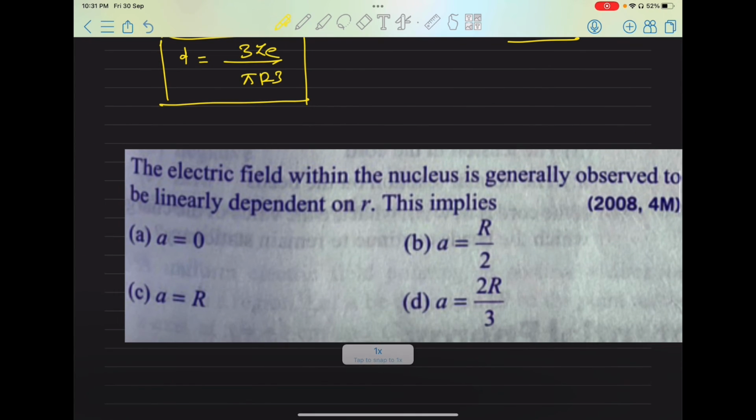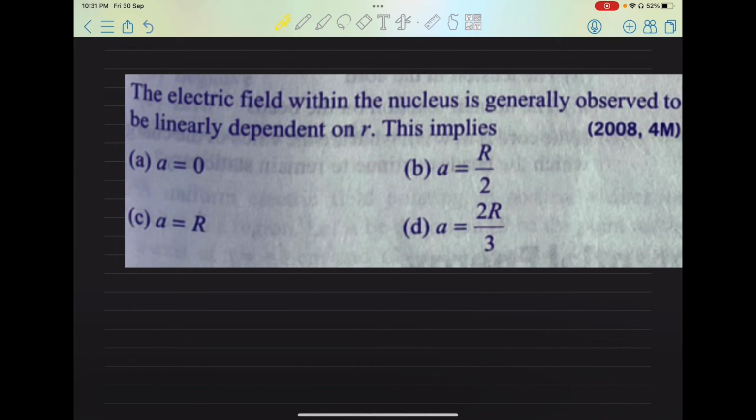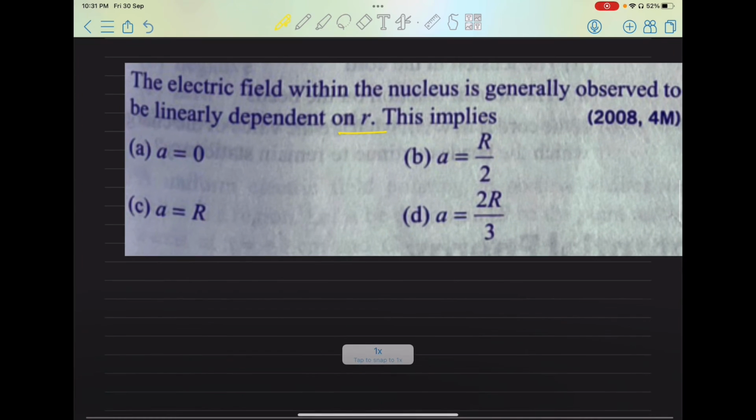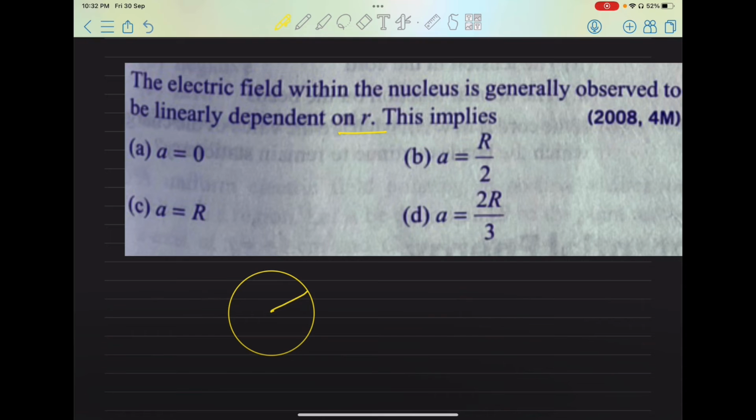Let us move towards the third problem. The problem is as follows. The electric field within the nucleus is generally observed to be linearly dependent on r. This implies what? Now if you are clever over here and you know the formula for the electric field inside a sphere with charge distribution constant throughout the volume of the sphere, that means if we have a sphere over here and the charge distribution is constant from 0 to capital R, this is constant.